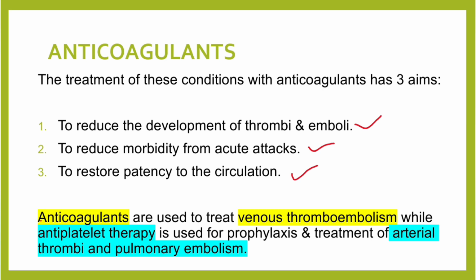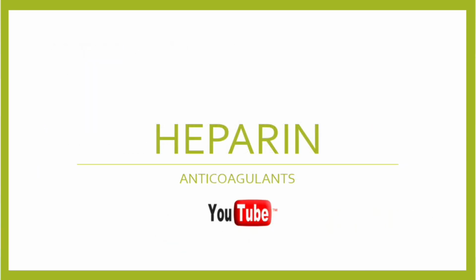So anticoagulants are used to treat venous thromboembolism, while antiplatelet therapy, we'll talk about antiplatelets later, but antiplatelets are used for prophylaxis and the treatment of arterial thrombi and pulmonary embolism. So anticoagulants are for venous thromboembolism, and antiplatelet drugs are for arterial thrombi and PE. Right, so let's talk about heparin.